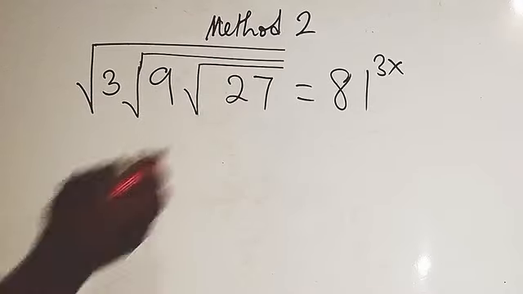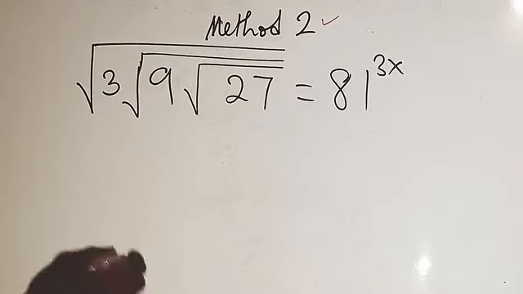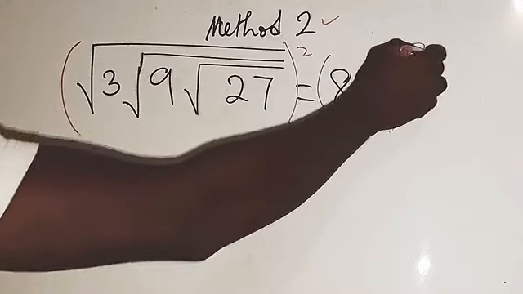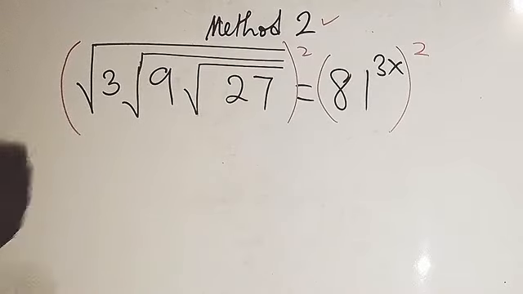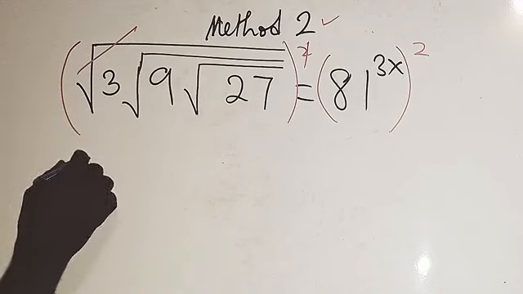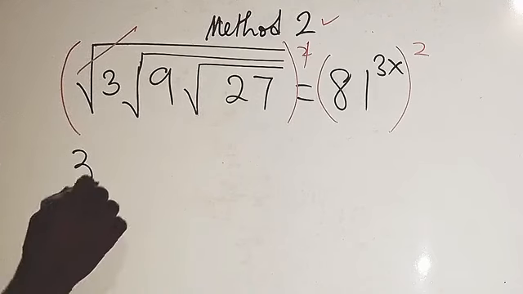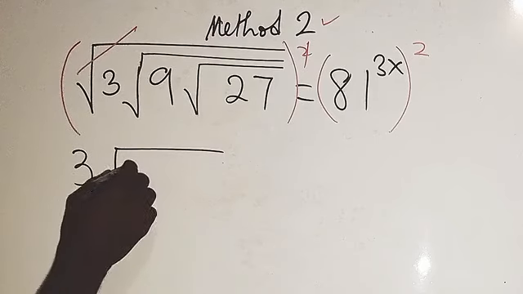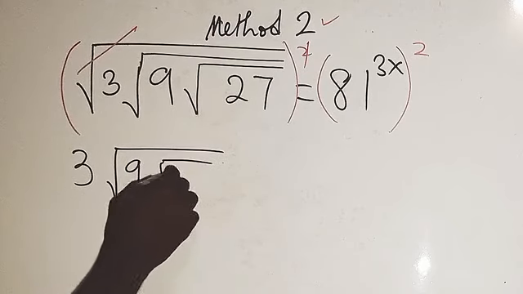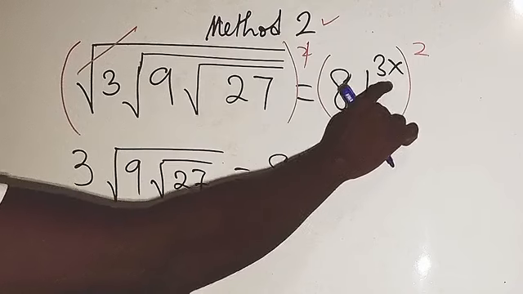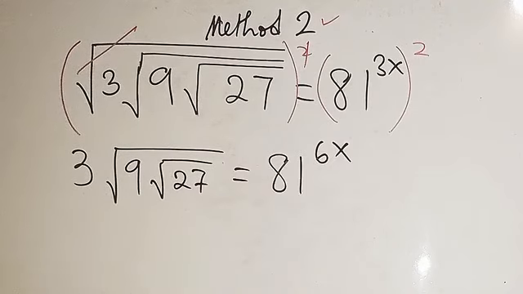Now for method 2, what we are going to do here is square both sides. If I square both sides, you see that this square will cancel this giant square root, and we are going to be having 3, right? Then root 9, root 27, then equals 81. This power, we multiply, we're going to be having 6x.